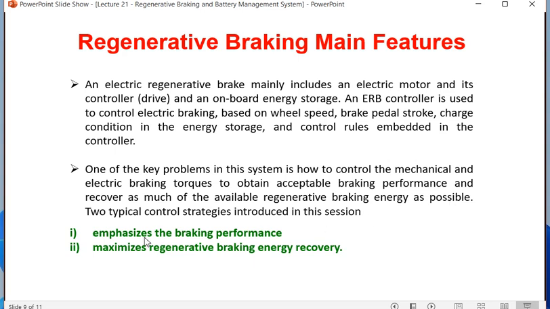2 typical control strategies are introduced in this session. Number 1 emphasizes the braking performance. Number 2 emphasizes the maximization of regenerative braking for energy recovery. So 2 things we have to ensure: the brake performance should be satisfactory, and within that brake performance, the maximum braking should be created by the electrical braking. Electrical braking actually gives regeneration, so we can recover more power.